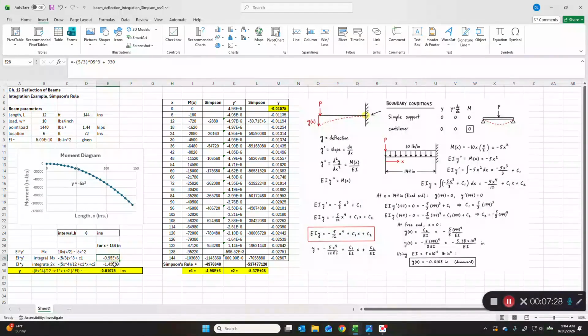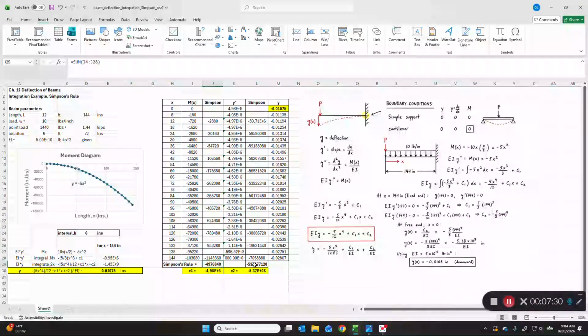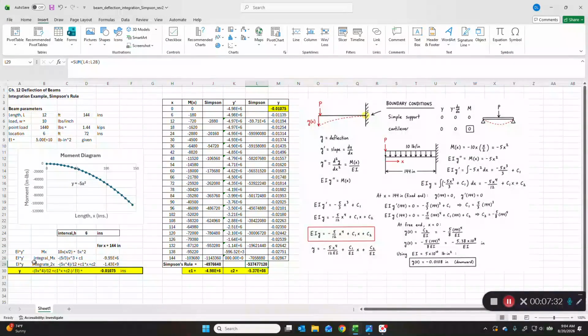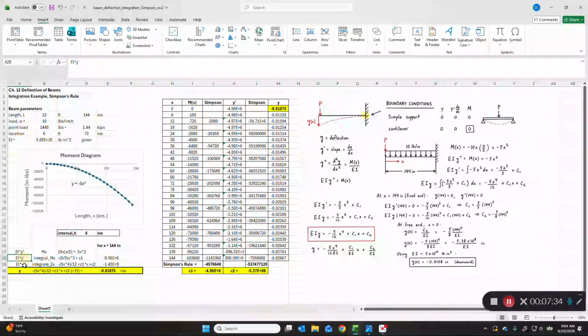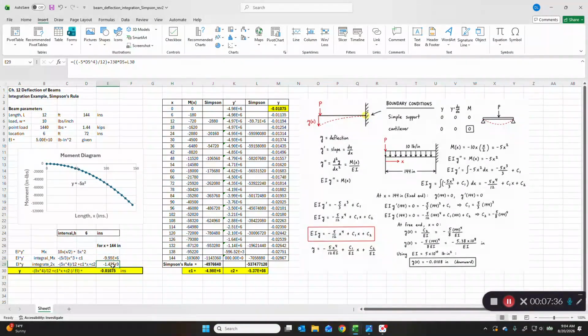And we know our constants now, C1 and C2 by Simpson's. Plugging them in, we get EIY prime and EIY. These are the solutions to those equations. If we just divide them by the EI value, which was given, we'll get our deflection at the tip. And here you can see it's done by hand in a rendered notes format.